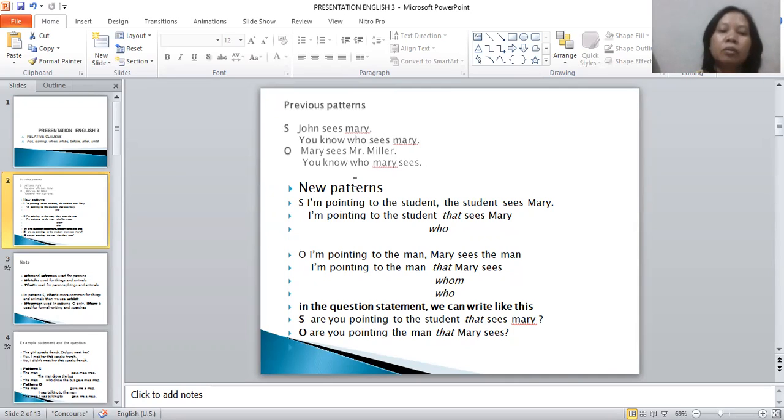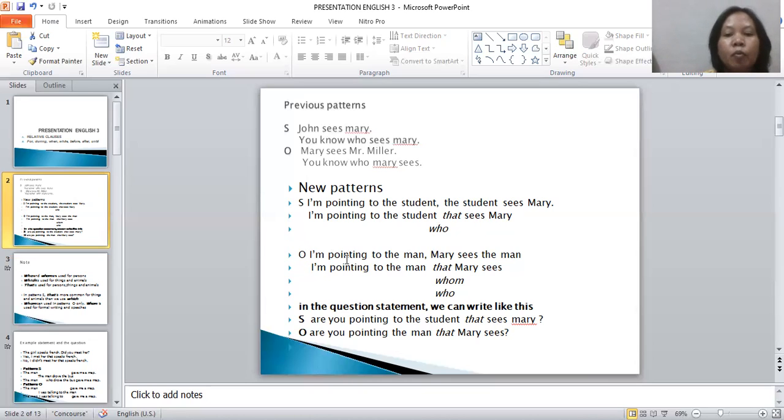Now I would like to explain the new pattern. This is for explaining the subject, the student. The example: I'm pointing to the student. The student sees Mary. And the sentence becomes, I'm pointing to the student that sees Mary. Or, I'm pointing to the student who sees Mary.